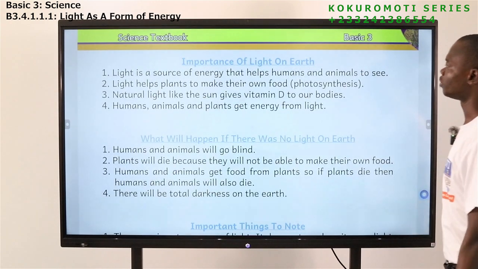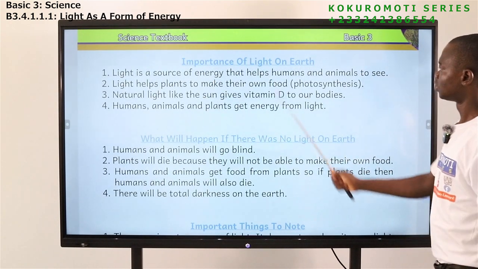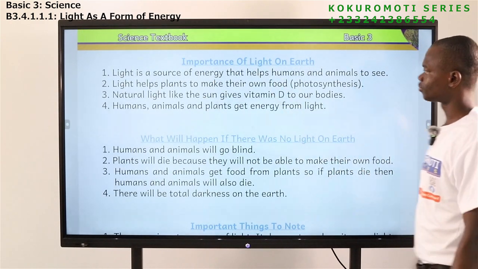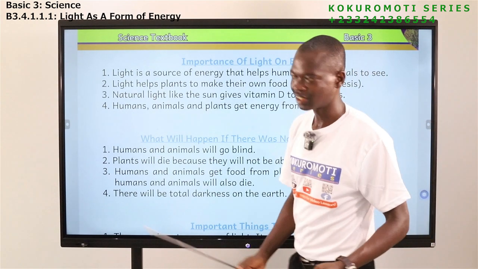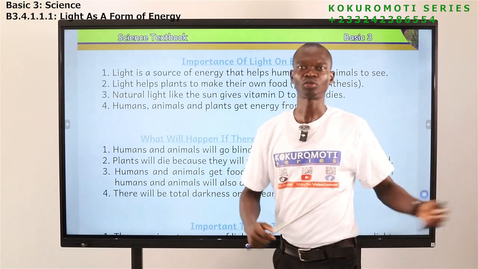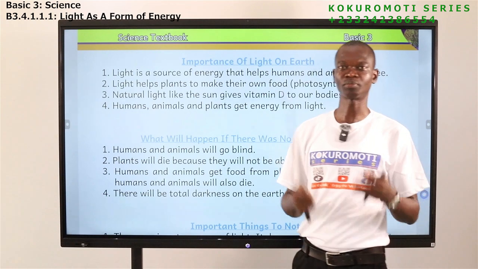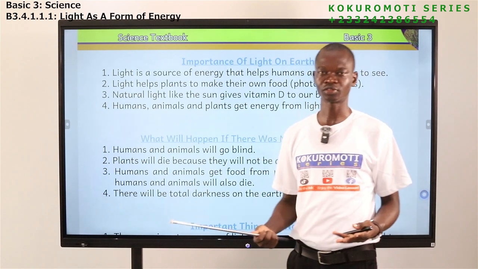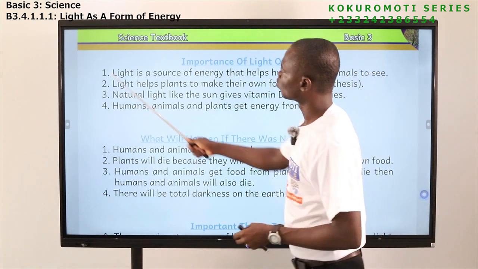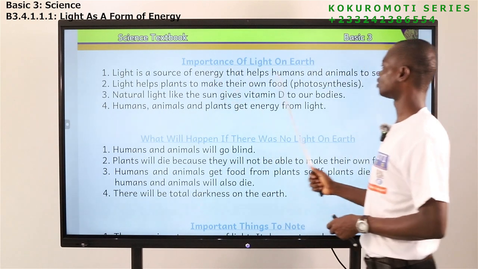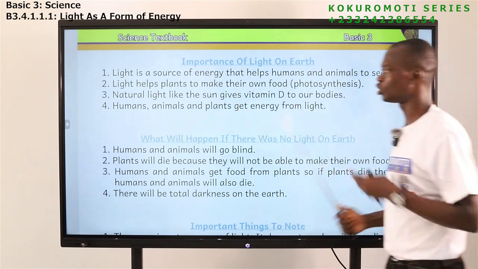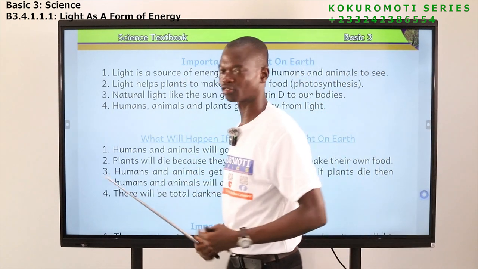Let's continue. We are looking at the importance of what? Importance of light on earth. So the light that we have, whether natural or artificial, are they important to us? Are they useful? So let's look at them. One, light is a source of energy that helps humans and animals to see. So humans and animals are able to see because of what? Light.